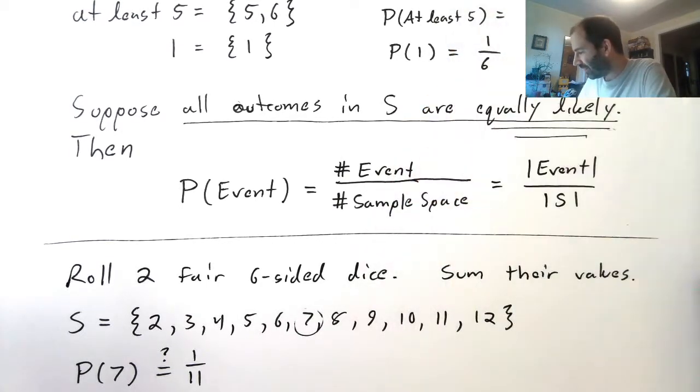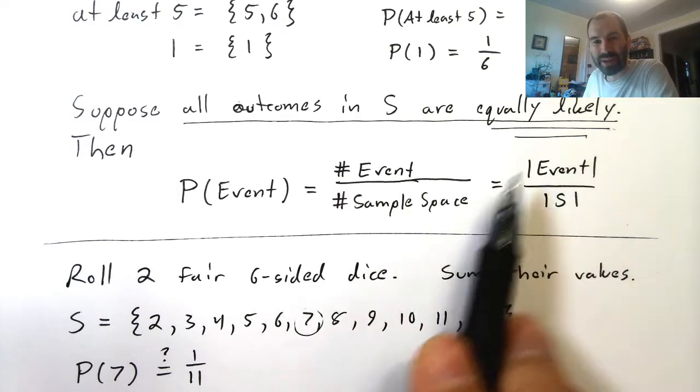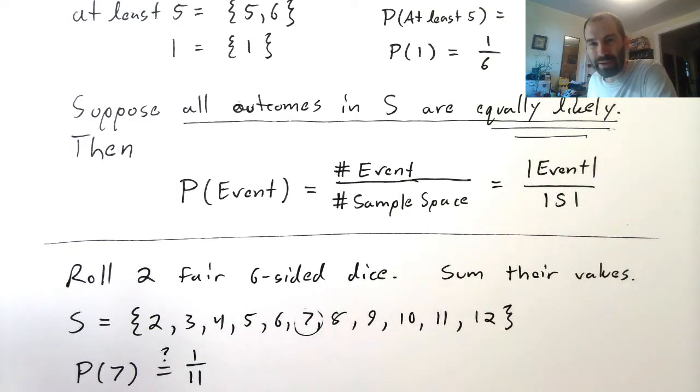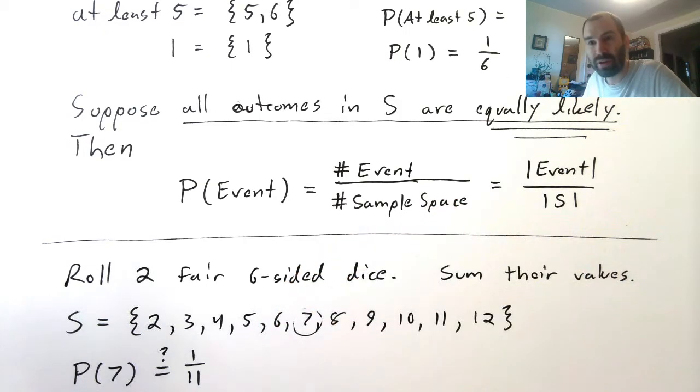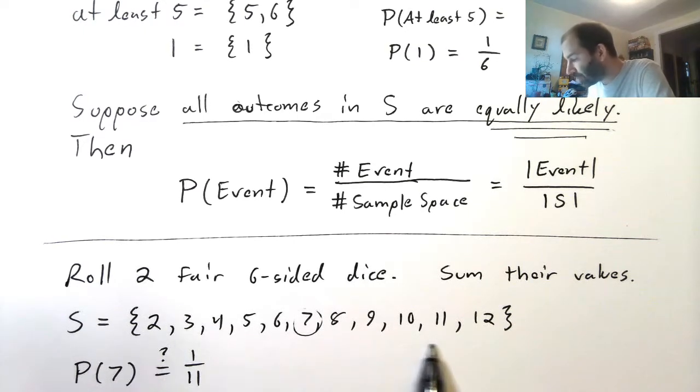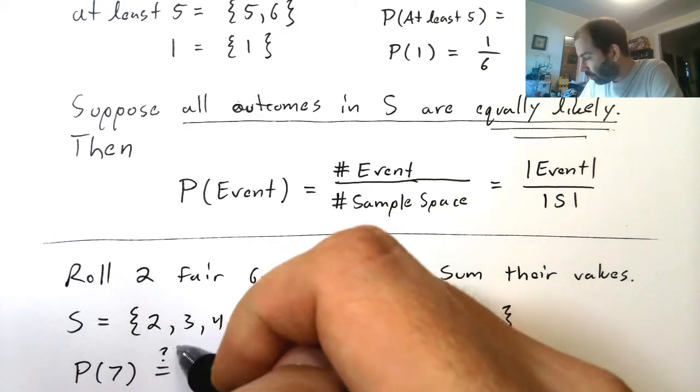We didn't verify that every outcome is equally likely. And if you think about it, is it just as likely to roll 2 1s and get a 2 as it is to get a 7? Think about it. There's only one way to roll a 2. You roll a 1 and a 1. But how many ways can you roll a 7? You can roll a 1 and a 6, a 2 and a 5, a 3 and a 4. There's many ways to roll a 7. There's only one way to roll a 2. So that right there should be telling you that these outcomes are not equally likely. So we can't do that.